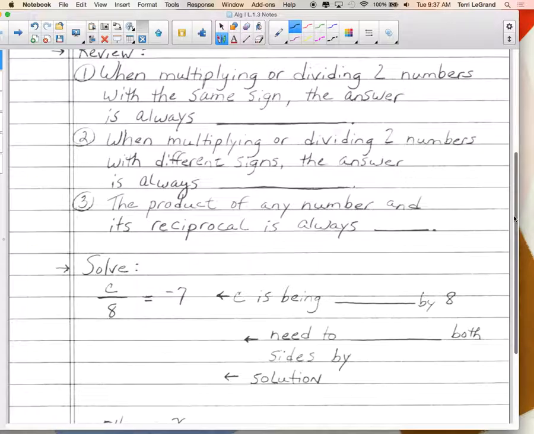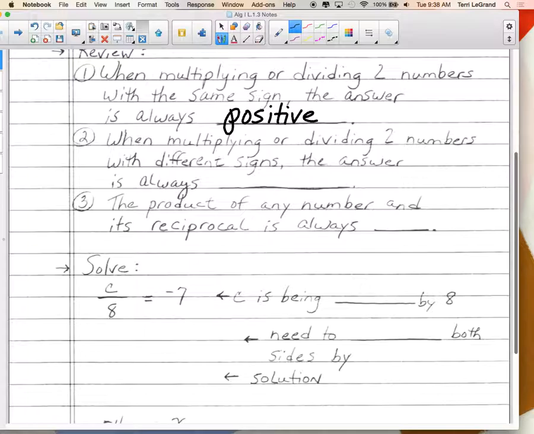Review. This is important that you remember this, because you're not going to use your calculators to show the work. Okay, so number 1, when multiplying or dividing two numbers with the same sign, so either they're both positive or they're both negative, the answer is positive. Always positive. It is always positive.